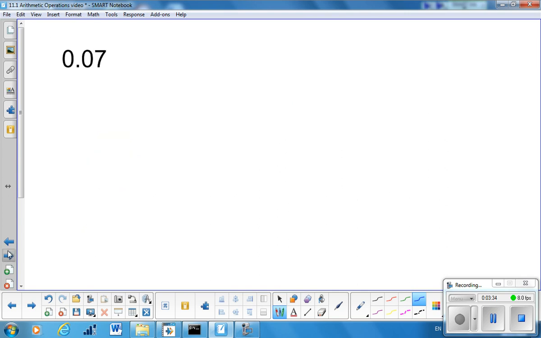Let's try 0.07. I still have 2 decimal places, so as a fraction it means that it's over 100, and we have 7 hundredths. That fraction cannot be reduced. If I'm changing from the decimal to a percentage, I'm going to multiply by 100. 0.07 times 100 will give me 7%.